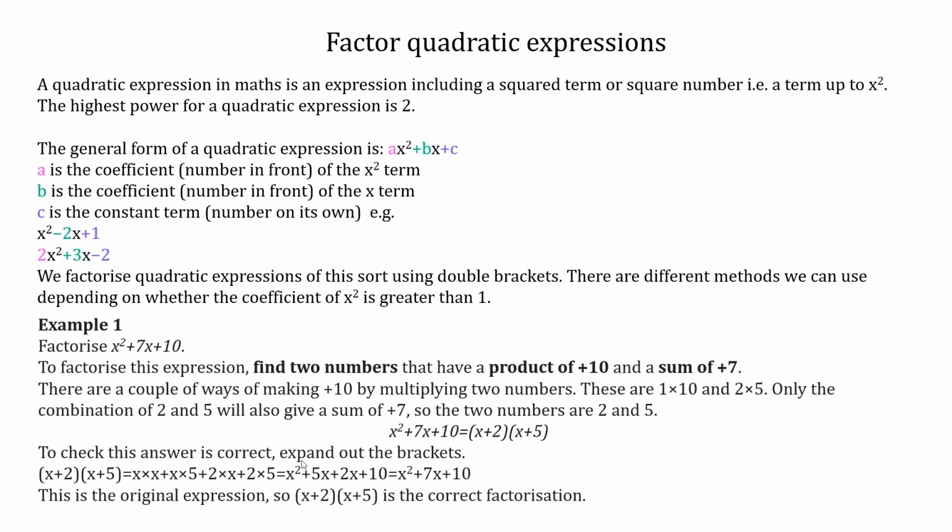To check this answer is correct, expand out the brackets. So x times x is x squared. x times 5 is 5x. 2 times x is 2x. 2 times 5 is 10. So combine like terms and we get this quadratic expression. This is the original expression, so it is a correct factorization.